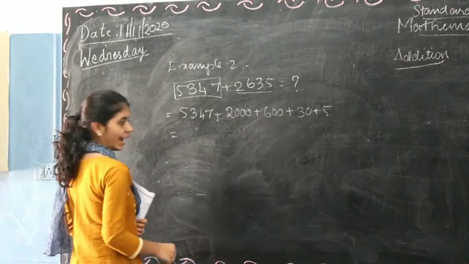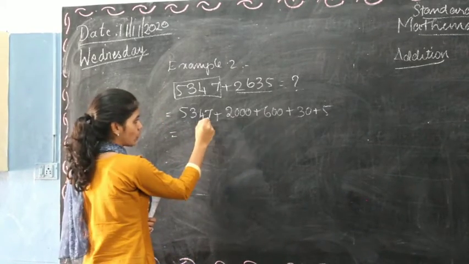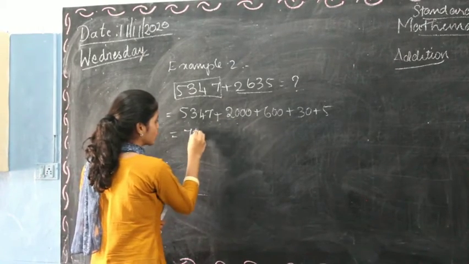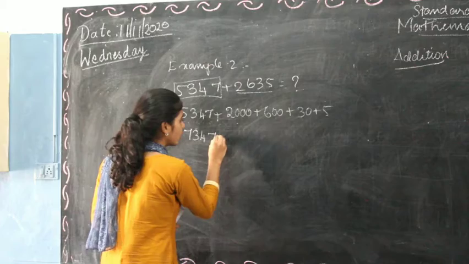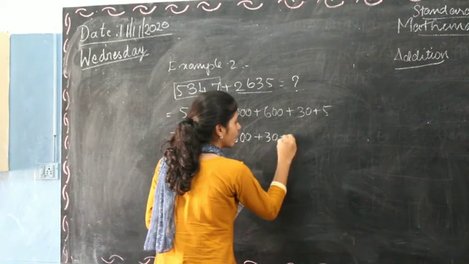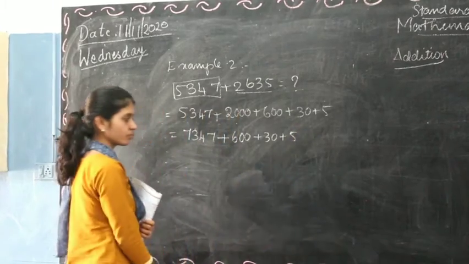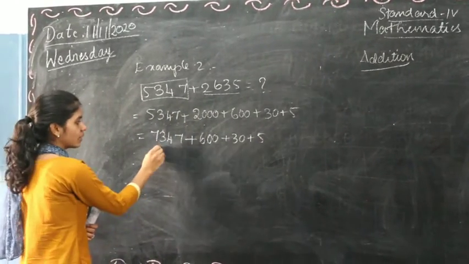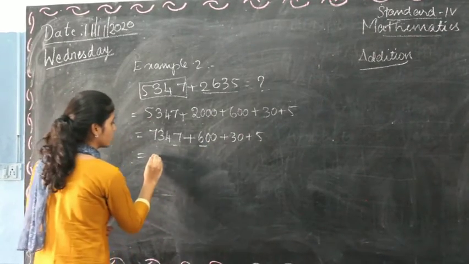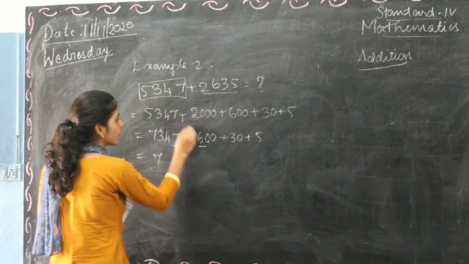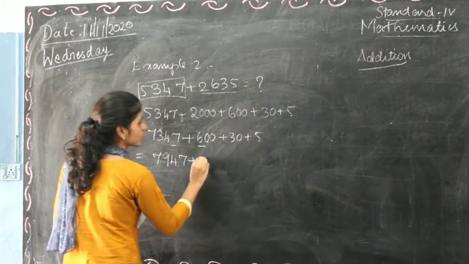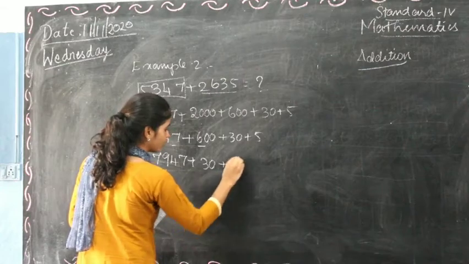We are going to add 5,347 plus 2,000, which is 7,347, plus 600 plus 30 plus 5. Again we are going to add 7,347 with 600, which will give you 7,947 plus 30 plus 5.